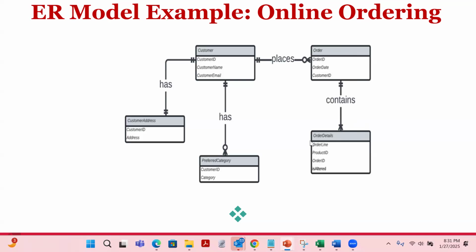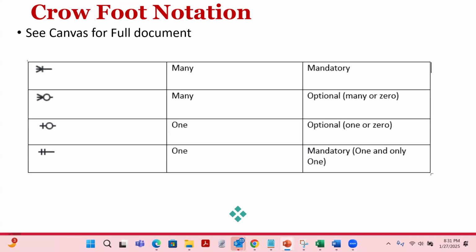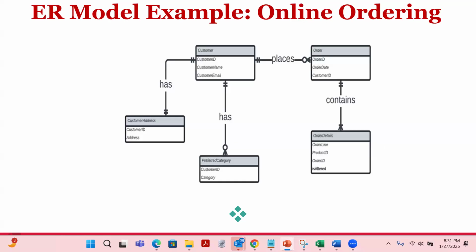That is a very first example of an entity relationship model for an online ordering system, again drawn in crow's foot notation. And if you ever need to go back and look at crow's foot notation, here's an explanation, and there is also an explanation in Canvas on how to read crow's foot notation. All right.